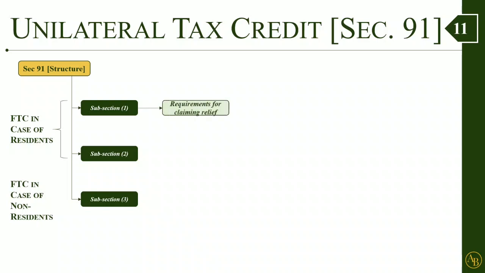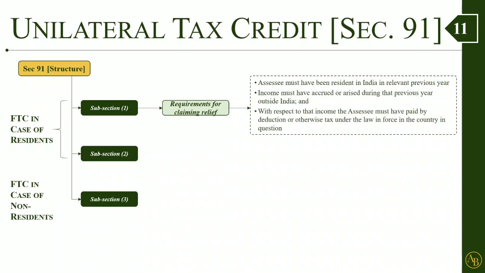So what is subsection 1? Subsection 1 deals with the requirements for claiming relief under this particular section: the assessee must have been resident in India in the relevant previous year, the income must have accrued or arisen during that previous year outside India, and with respect to that income, the assessee must have paid tax, by deduction or otherwise, under the law in force in the country in question. Correct. So these are the requirements for claiming relief under Section 91. Technically this applies when India does not have a DTAA with the other country in which the tax has been deducted or paid by the resident taxpayer.